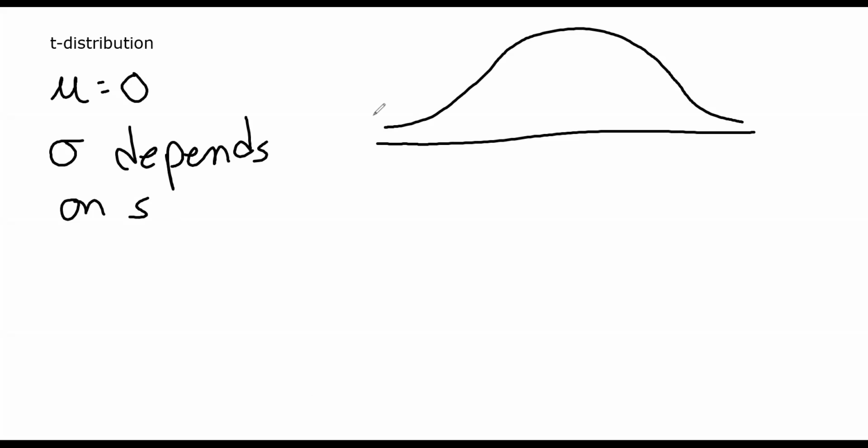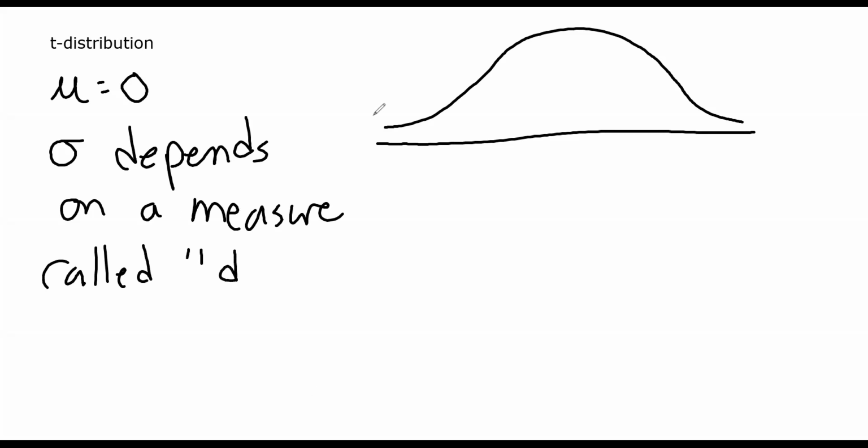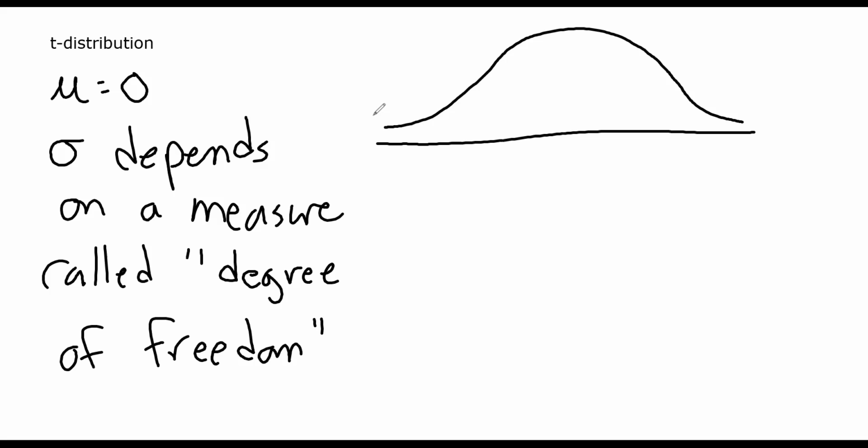Actually, it doesn't depend on the sample size. It depends on a measurement called degrees of freedom. Now, when the time is right, I'll tell you how to measure degrees of freedom. And the way you measure it varies from situation to situation. But you'll always be given the formula for calculating degrees of freedom. But we're not actually going to calculate the standard deviation of a t-distribution. I'm just saying that it changes from situation to situation.